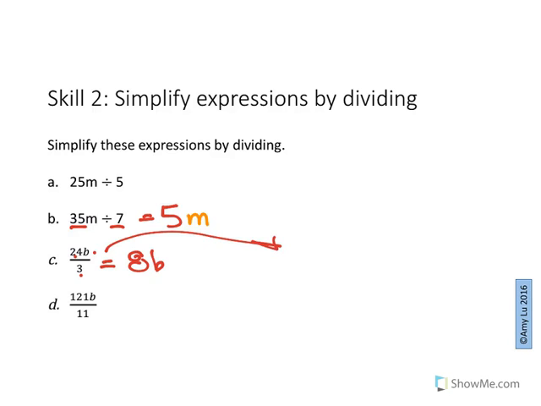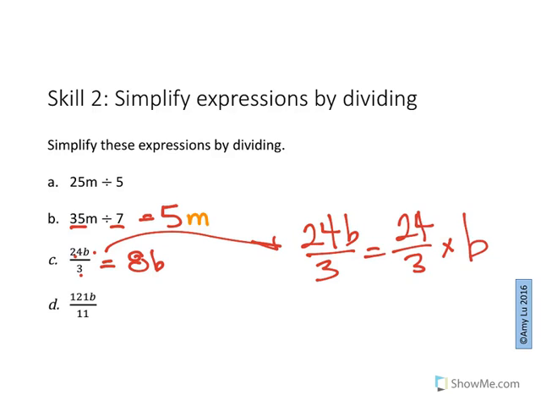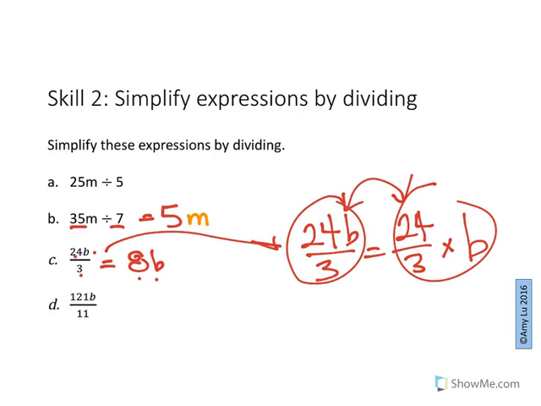And actually, I just want to note that 24b over 3 is the same thing as saying 24 over 3 times a big B. These two are the same thing, they're just written slightly differently. That's why we multiply the coefficient with the variable. Now, D, 121 divided by 11 makes 11, and the B gets attached. That's all.